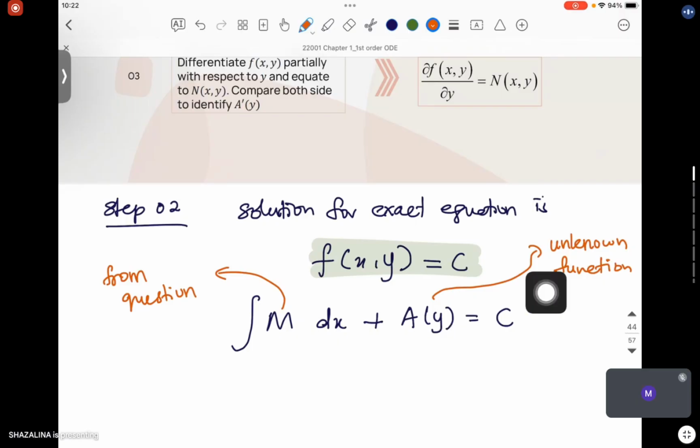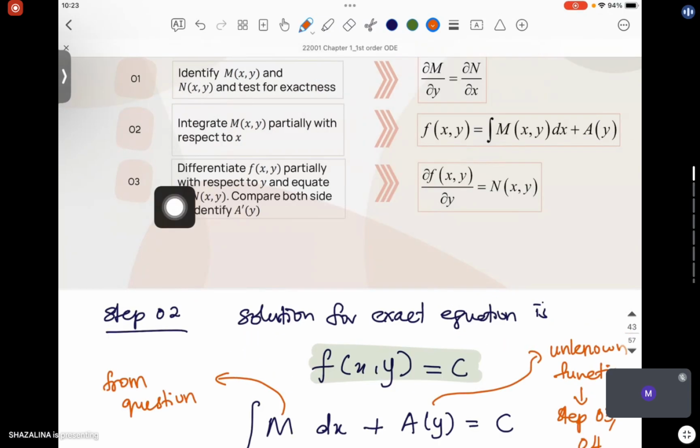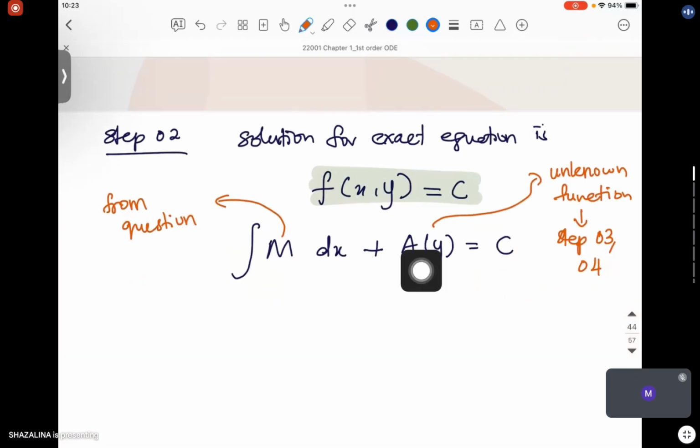So how will we get the function? Okay, unknown function, kita akan dapat melalui step 3 and 4. So the next step, for step number 3, differentiate, and number 4, integrate. Ini tujuan dia adalah untuk cari what is the a(y). Once you get the integration of M dx plus a function of y, we have a complete solution, f(x, y) equals to C.